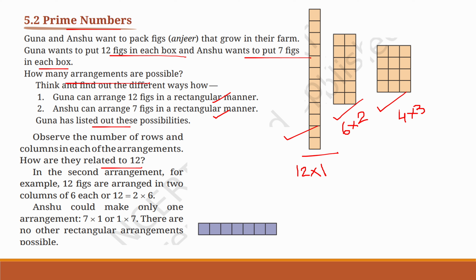See the second arrangement. In the second arrangement, for example, 12 figs are arranged in 2 columns of 6 each. That is 6 into 2. That is 12. So, figs are arranged in 6 rows and 2 columns. Then, Anshu could make only one arrangement, 7 into 1 or 1 into 7. There are no other rectangular arrangements possible. See this figure. This is the arrangement of Anshu. She could make only one arrangement.